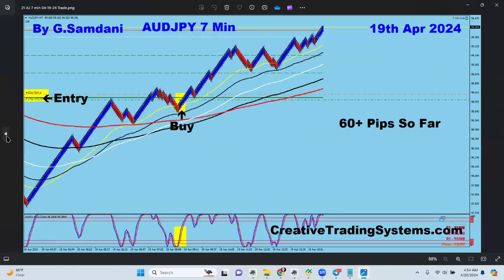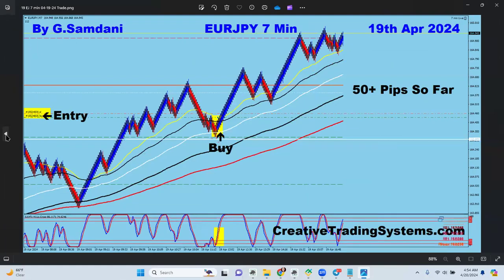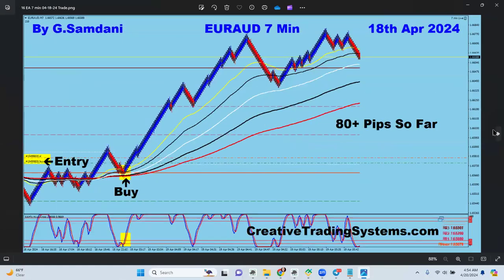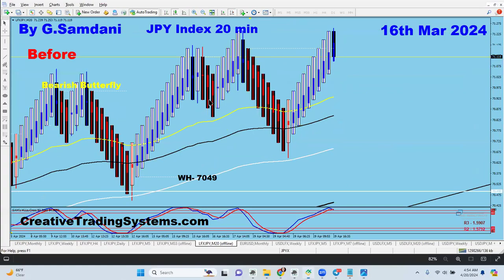CAD Yen long, Aussie Yen long, Pound Yen long, Euro Yen long, Euro Yen long, Pound Yen long, right? So 6 of these trades, and all on the long side, all yen pair trades, right? Now, why is that? What the heck happened? Is it a conspiracy or something? No. Look at that. This is the yen index chart, right? Yen index means the individual yen currency, only the individual yen currency, not a pair, and you don't trade it.